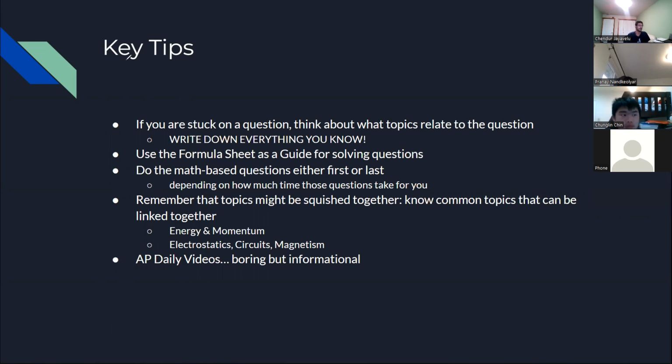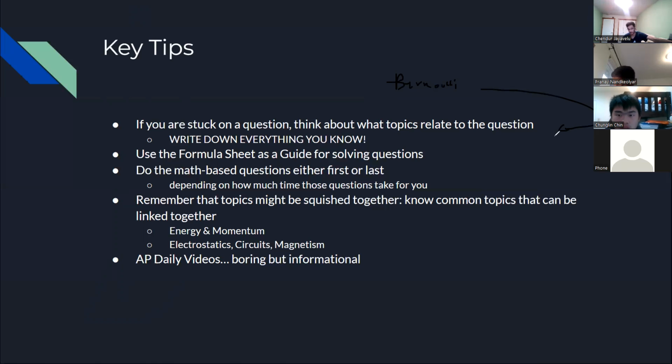Okay, so key tips. If you're stuck on a question, you've got to think about what topics relate to the question. If you know anything about that question, in multiple choice, write it down. For example, if it's a fluids question dealing with fluids in motion, you can just write down Bernoulli's, and then you'll figure that information out really quickly.